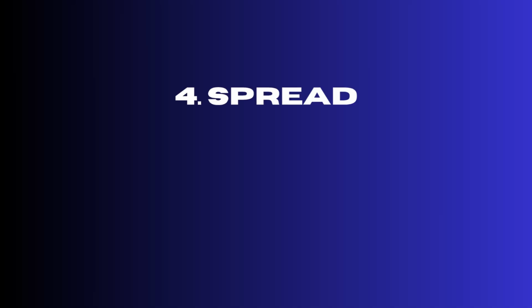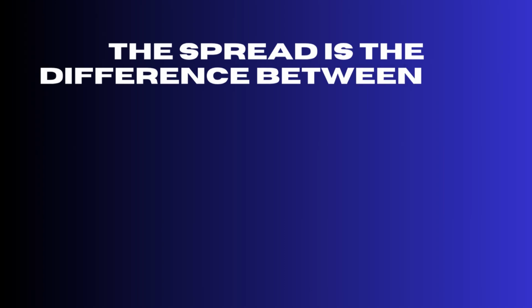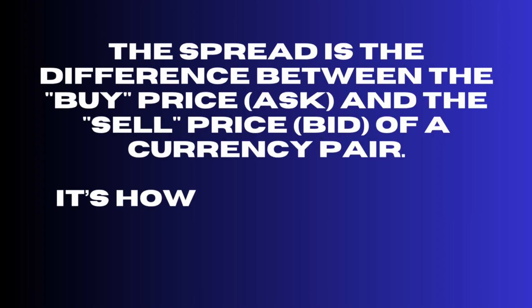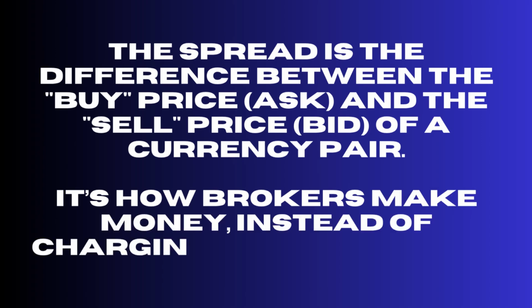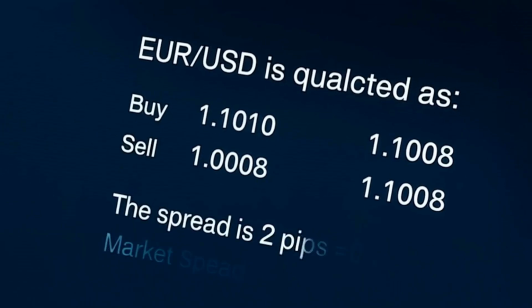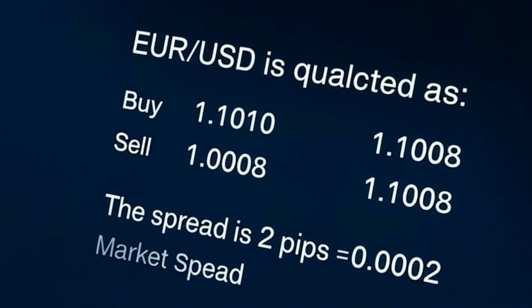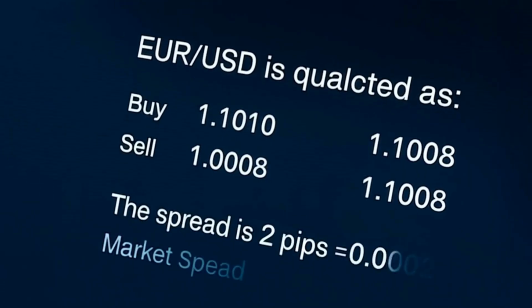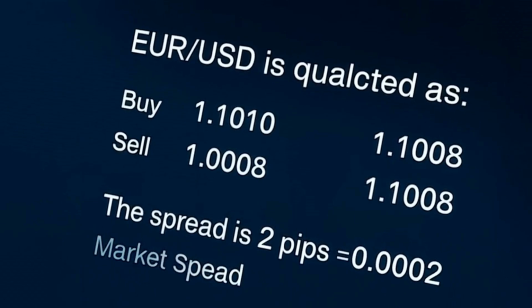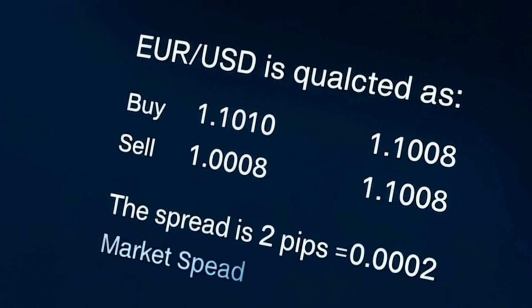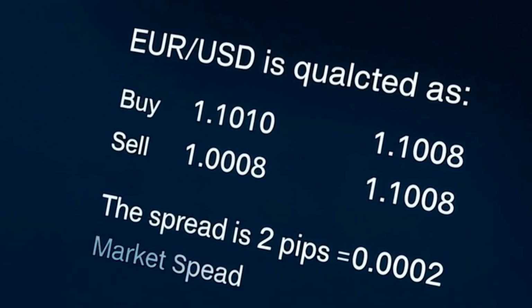4. Spread. What it is. The spread is the difference between the buy price ask and the sell price bid of a currency pair. It's how brokers make money instead of charging a separate fee. Example. If euro to US dollar is quoted as buy at 1.1010, sell at 1.1008. The spread is 2 pips. 1.1010 to 1.1008 equals 0.0002.